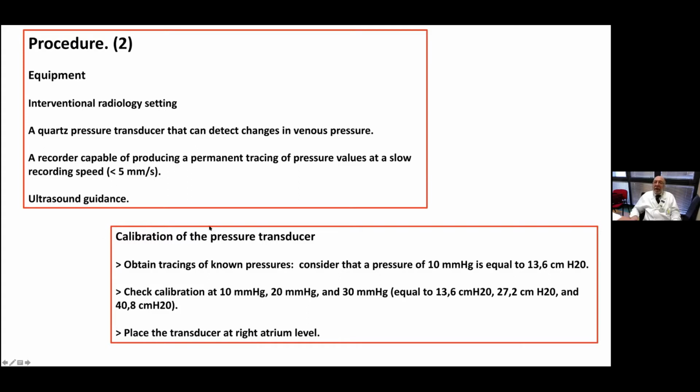Then we calibrate the pressure transducer. So we have to obtain a tracing of known pressure. We consider that a pressure of 10 millimeters of mercury is equal to 13.6 centimeters of water. So we calibrate the pressure transducer at 10 millimeters of mercury, 20 and 30 millimeters of mercury, that are equal to 13.6, 27.2 and 40.8 centimeters of water. And then we place the transducer at the right atrium level.